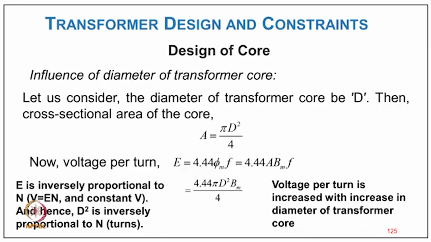Now let us consider the influence of the diameter of the core. Let the core diameter be d, then the cross-sectional area of the core will be A equal to pi d square by 4. Now volt per turn, as already explained, E equal to 4.44 phi m f, that becomes 4.44 A into B f. With voltage V constant, d square is inversely proportional to N, so that is equal to 4.44 pi d square Bm f upon 4. So the volt per turn increases with the increase in diameter of the transformer core.